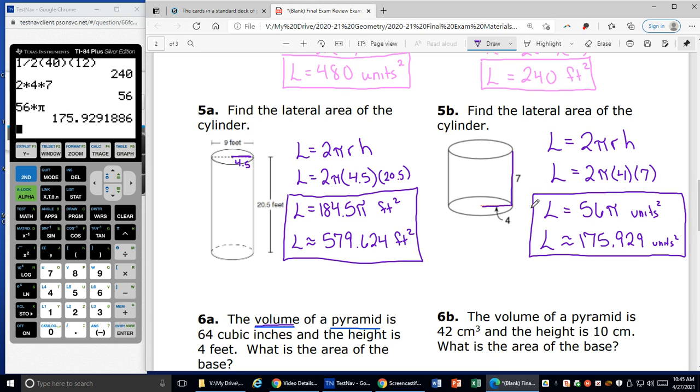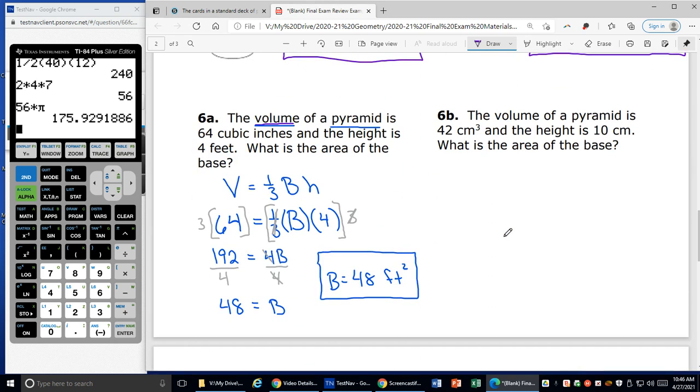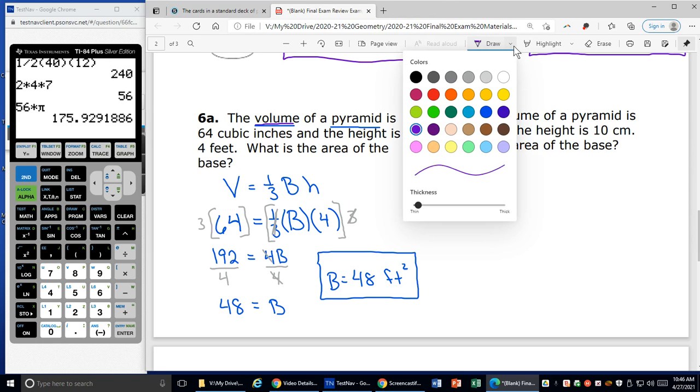Okay, let's look at 6B. The volume of a pyramid is 42 cubic centimeters, and the height is 10 centimeters. What is the area of the base? So notice, volume of a pyramid is what they gave me. They also gave me the height, and they're asking me for what's the area of the base. So the two problems are very similar, just different numbers.